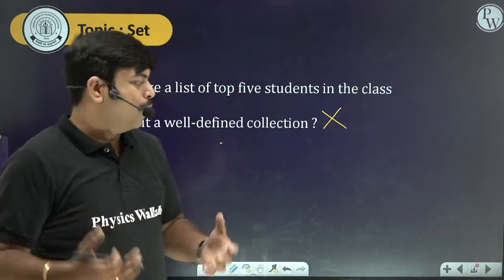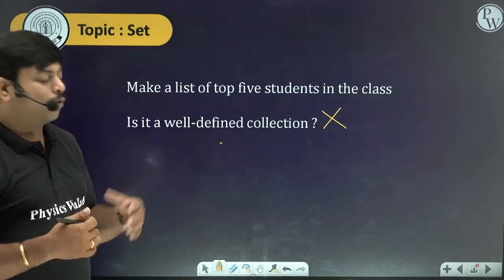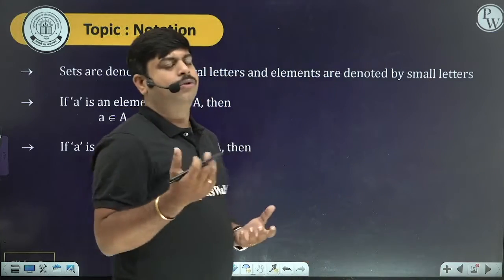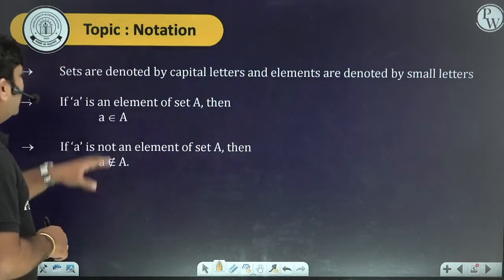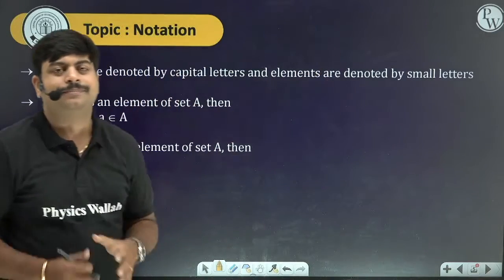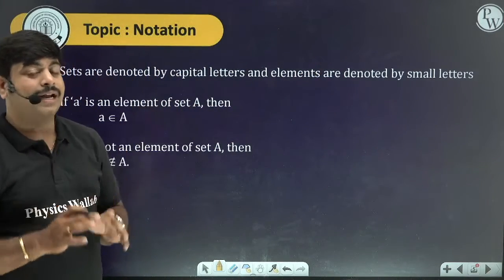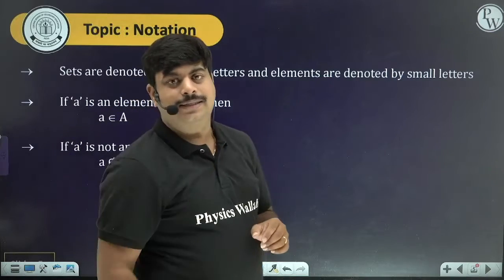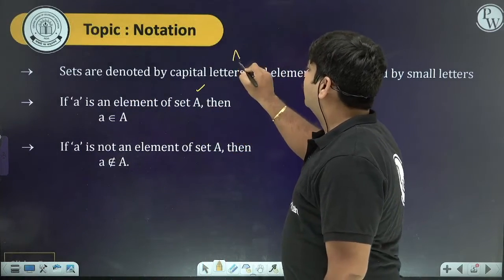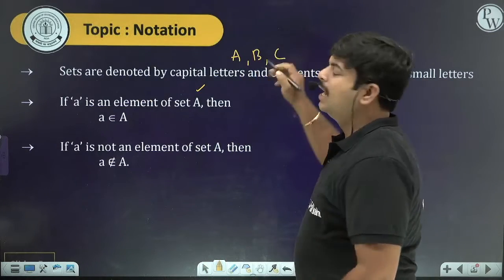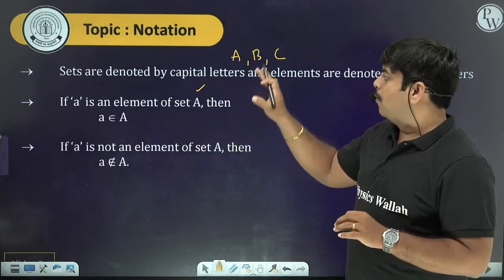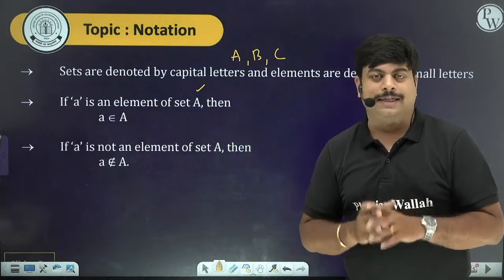Right? So what more examples can I give you about sets? And what are the ways of representing them? We'll look into that. Okay? See here. Sets are denoted by capital letters and elements are denoted by small letters. Sets are represented with capital letters like capital A, capital B, capital C, or D, X, Y, Z, whatever it is. But in general, we represent a set with capital letters.